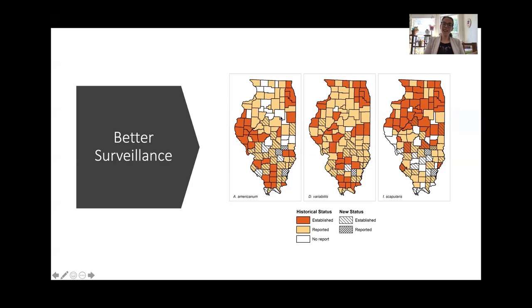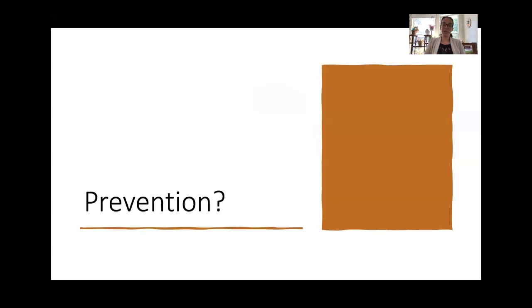But the colors on here are what we had established historically as where we knew the ticks were. And these cross hatchings are all of the additional knowledge we have with just doing more surveillance, more tick dragging, which is where we're going out and actively looking for ticks, but also partnering with community members and asking them to submit ticks to us that they've found on themselves. So for ticks, we just really need to increase our surveillance across the state. And once we've built some of that data, we can start making these prediction models. Now, how about prevention? Because I did say I was going to talk about prevention.